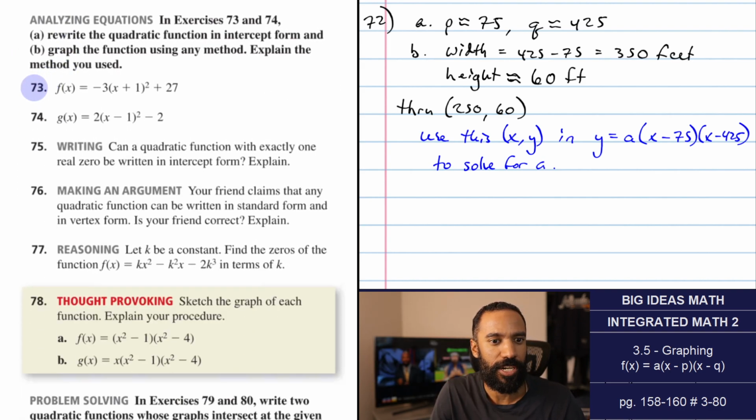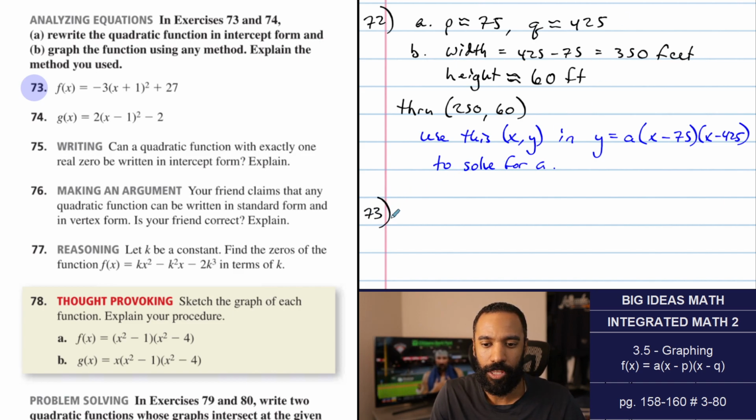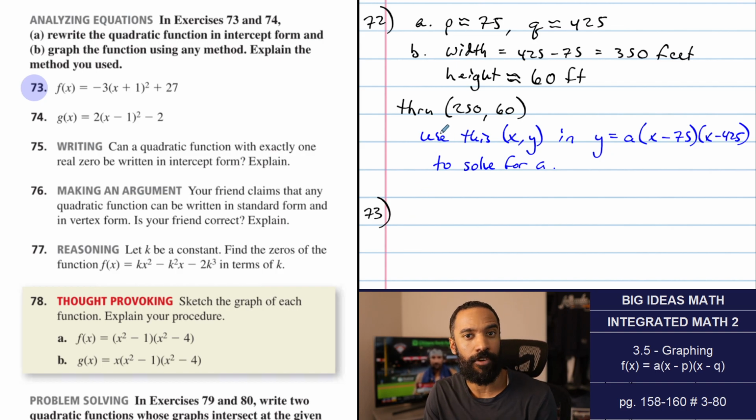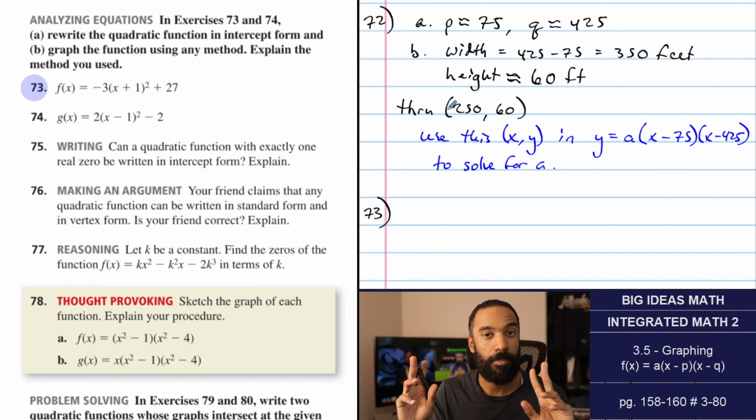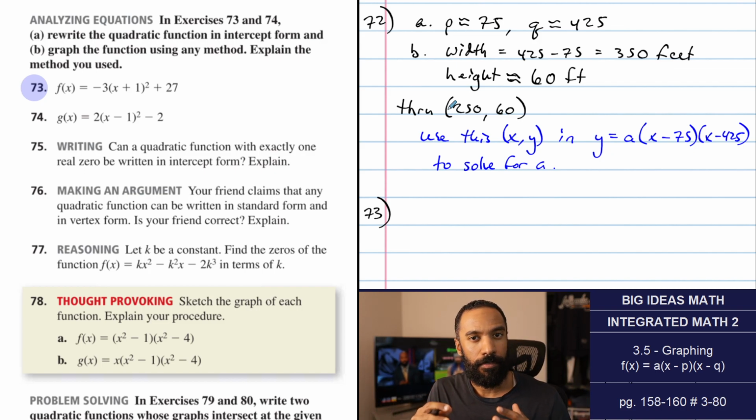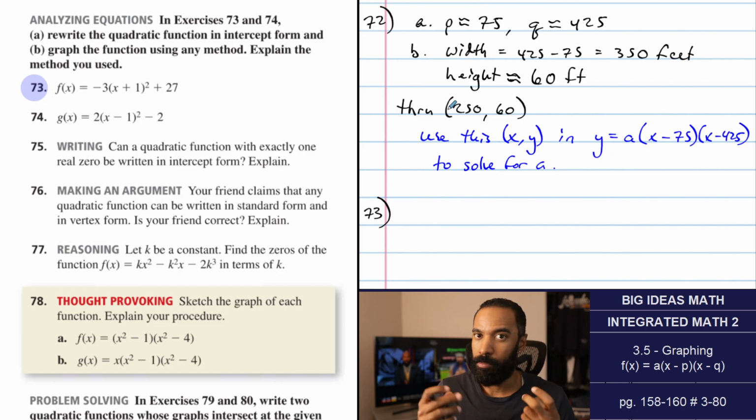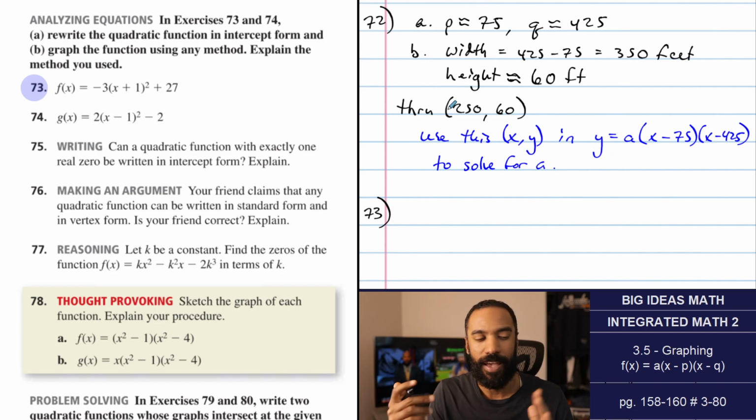73 and 74. Rewrite the quadratic function in intercept form and graph the function using any method. Explain the method you used. Okay, so I'll probably just use vertex form. On 73, I'm going to use every bit of the features that I have to plot points. So when it comes to method, I'm going to use them all. When I get standard form, I'm going to have my y-intercept. When I have intercept form, I'm going to have my x-intercepts. When I have vertex form, I'm going to have my vertex. And I have my stretch factor in all three.